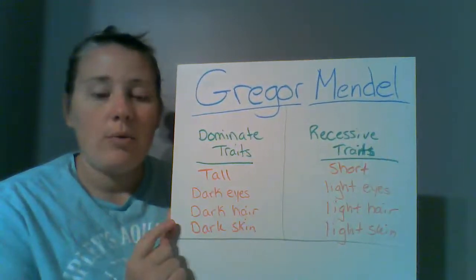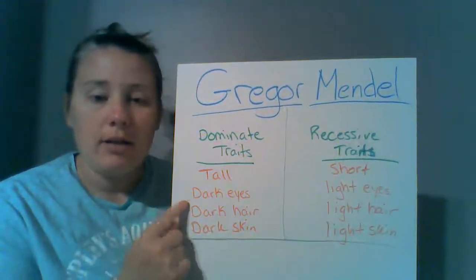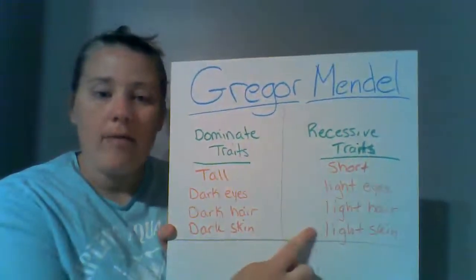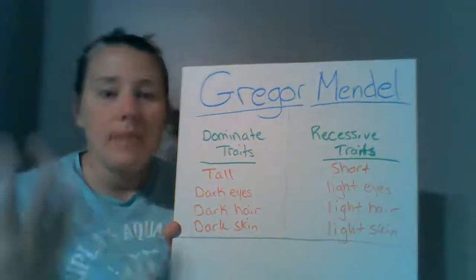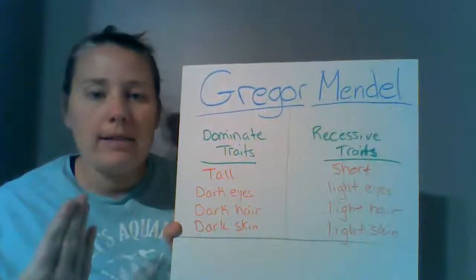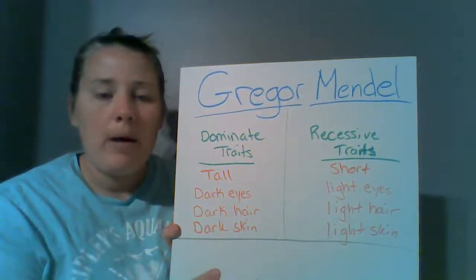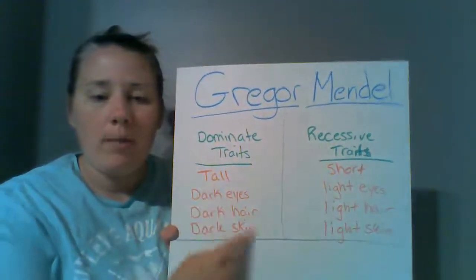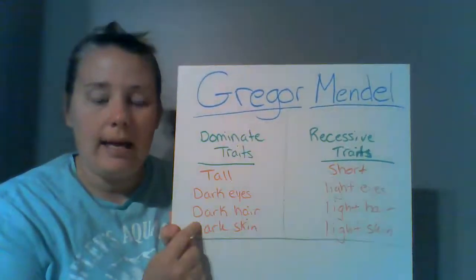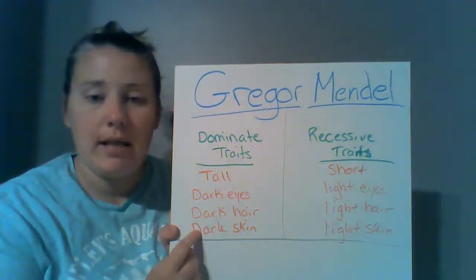Does this mean that everybody in the whole world is tall with dark eyes and dark hair and dark skin? Well, no, obviously not. Somehow this hidden recessive gene comes out in certain people, like me. I have blue eyes. We're going to talk about how that works in just a minute, okay? But normally if one of your parents has one of these traits, you're more likely to get it, because these are dominant. They're more likely to be seen.